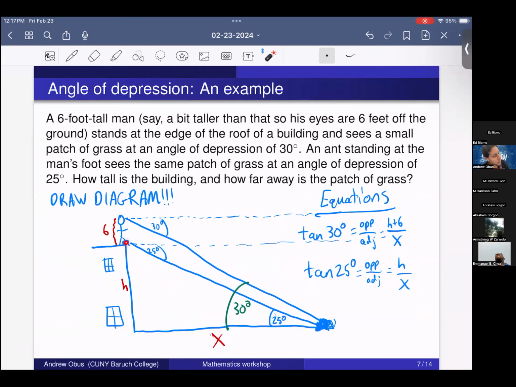Just by knowing the difference in the angles of elevation or the angles of depression from somebody right at the building to somebody standing above the building, that's enough to tell you not only how far away the thing is, but also what the height of the building is.